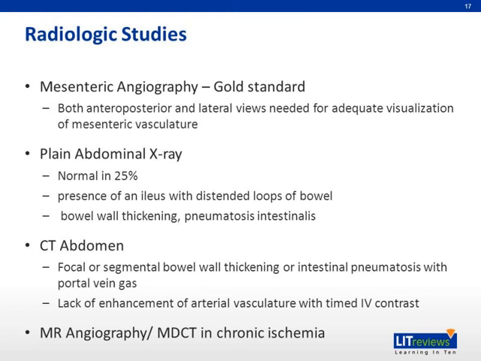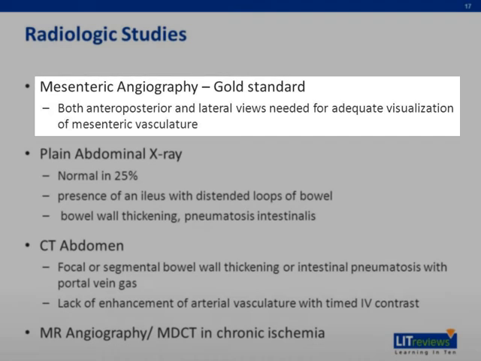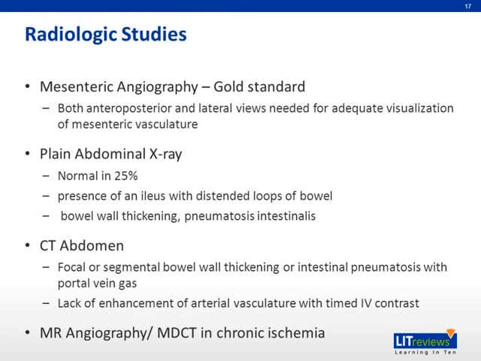Radiologic studies. Mesenteric angiography remains the gold standard diagnostic study for acute arterial ischemia. Both anterior-posterior, or AP, and lateral views are needed for adequate visualization of mesenteric vasculature. The origins of the celiac axis and SMA are visualized only on the lateral view, while the distal celiac axis and remainder of the SMA are assessed best with AP projections.